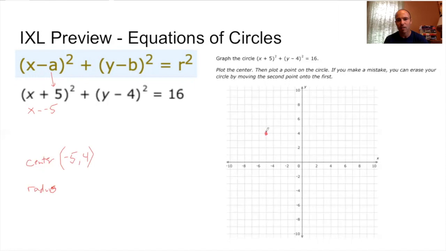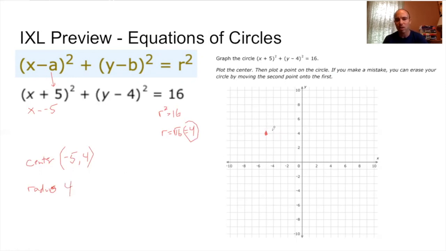When students make mistakes, typically they're just mixing up negatives and positives. You want to make sure you don't make that mistake, because if you do, you're wrong. We don't want you to be wrong. Now, another thing I want you to be aware of here: R squared is 16. If R squared is 16, that's not the radius. The radius is the square root of that, which is 4.